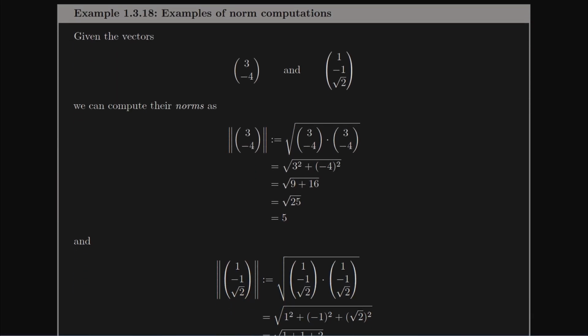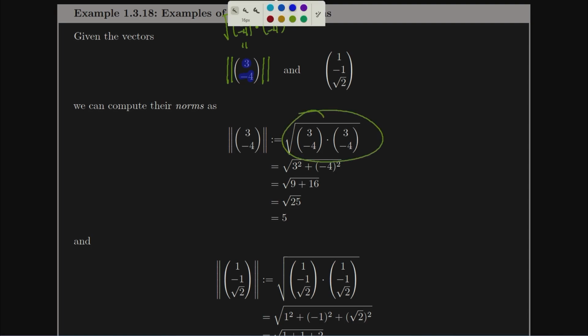Let's actually compute some of these. So if I want to compute the length of the vector 3, negative 4, how do I do that? Well, we recall the way to compute the magnitude is by taking the square root of the vector dot itself. And how do I take a dot product? I just work horizontally across and add all the terms together. So we end up with 3 times 3, or 3 squared, plus 4 times 4, 4 squared. We get 9 plus 16, we get 25. The square root of 25 is 5.